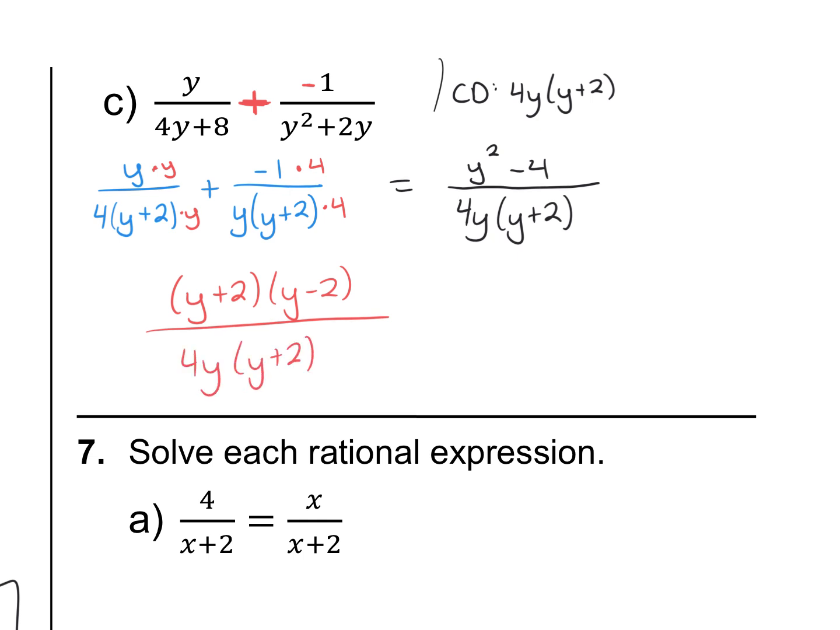Favorite step? Cancel. Y plus 2. Can I cancel these two y's out? No. So what's left? Y minus 2. Y minus 2 over 4y.